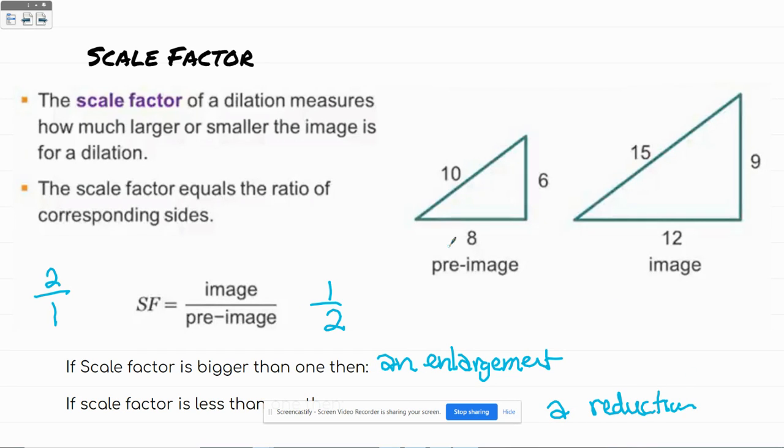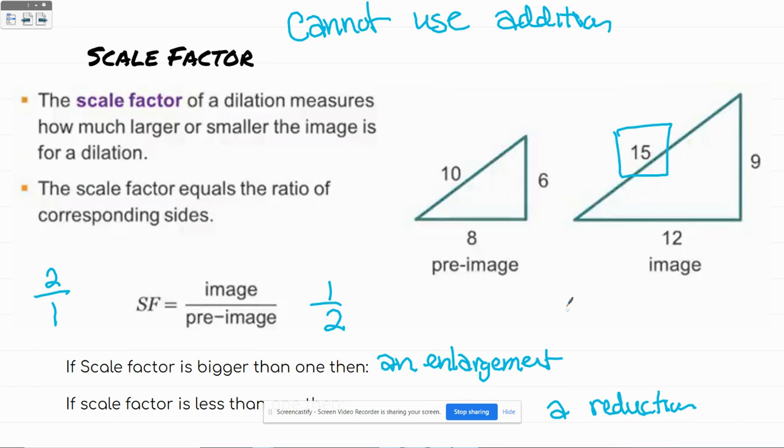So on this one, it is an enlargement. It's getting bigger. But this time, if you can see, I did not times it by 2. You cannot use addition. That's very important. You cannot use addition. This is all about multiplication. So when we figure out what the scale factor is, we put the new guy over the old guy. So the new guy is 15. Well, what matches with the 15? That's the 10. Well, what is 15 over 10?